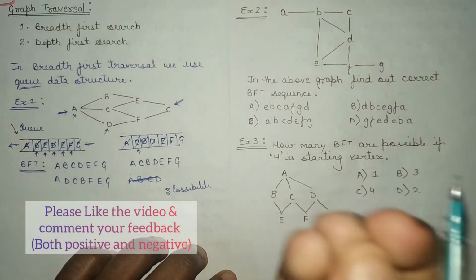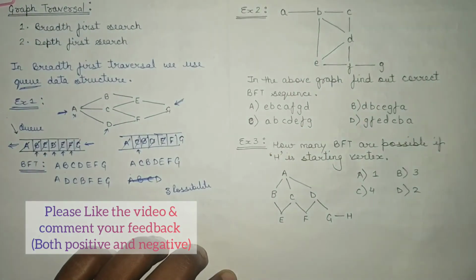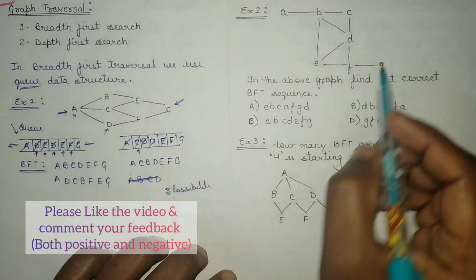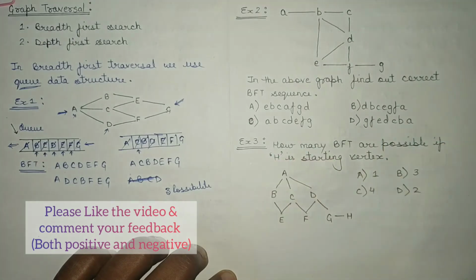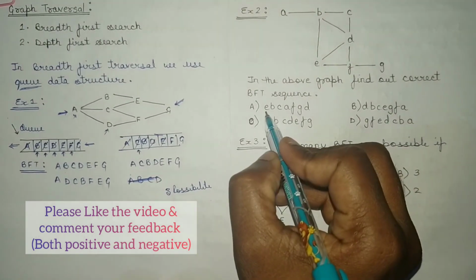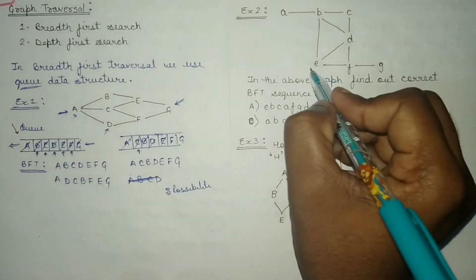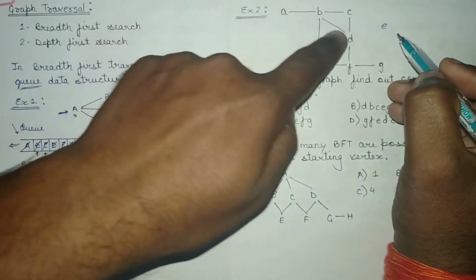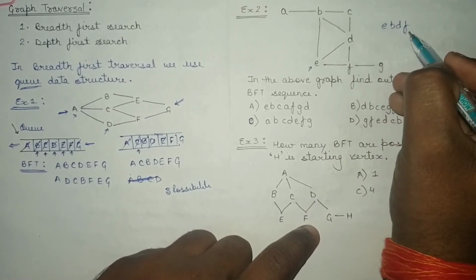Now, what kind of questions can be asked? Now, second questions can be that they can give you a particular graph and they will ask you to find out the correct sequence among the options. So here you can see that this is the graph and they are giving you the 4 options and they want you to find out the correct option. Now, as this is a BFT, so start with the any starting node. For example, let's talk about A. So A, we are starting from E. So we did E. So what are the adjacent of E? B, D, F, right? So it is B, D, F.